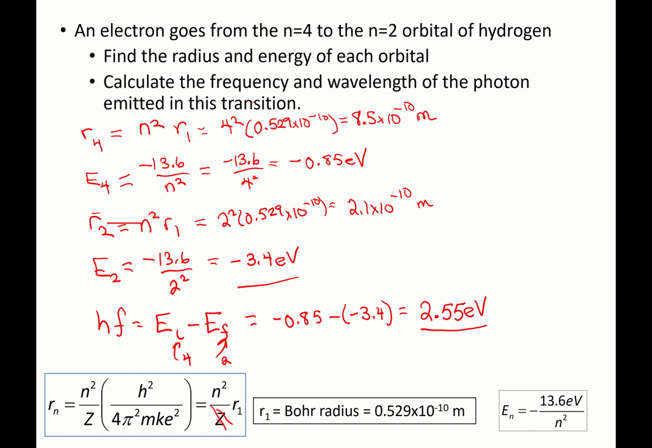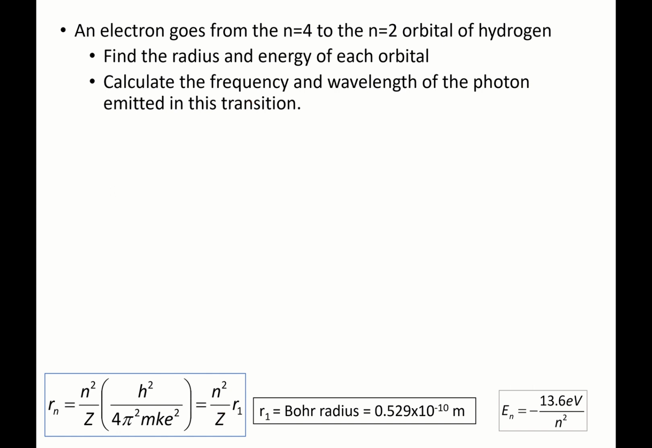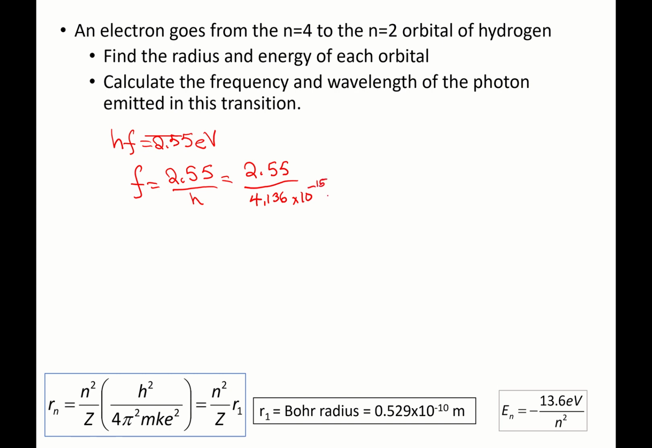electron volts. So that's going to be the energy of the photon, and so I can use Planck's constant to calculate what the frequency is and then calculate the wavelength. So let me go clear some room. So we've got hf is equal to 2.55 eV. So f is 2.55 over h. And since my energy is in eV, I need to use the value for Planck's constant that's in eV. So 4.136 times 10 to the minus 15 eV seconds.